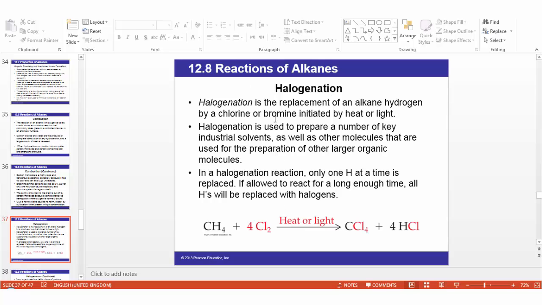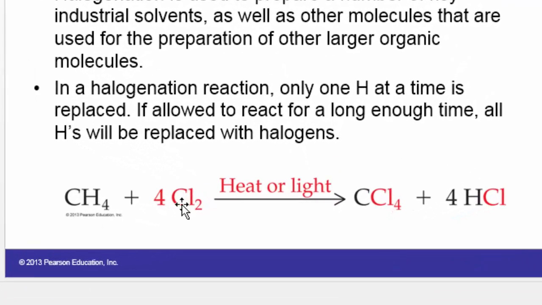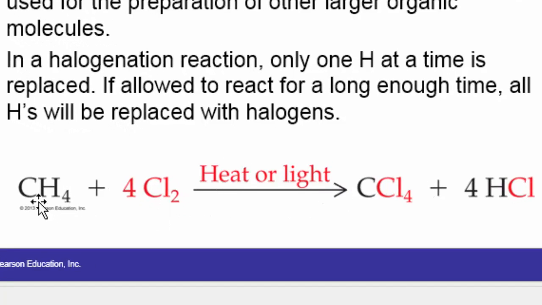The second type of reaction, called halogenation, is the replacement of an alkane hydrogen by a chlorine or bromine, initiated by heat or light. Halogenation is used to prepare a number of key industrial solvents as well as other molecules that are used for the preparation of other larger organic molecules. In the halogenation reaction, as you can see here, only one hydrogen at a time is replaced, and if allowed to react for a long enough time, all hydrogens will be replaced with halogens.